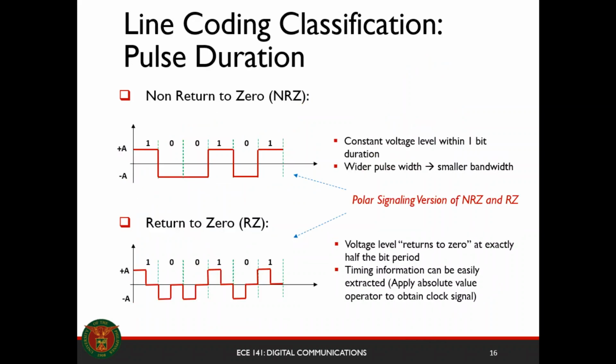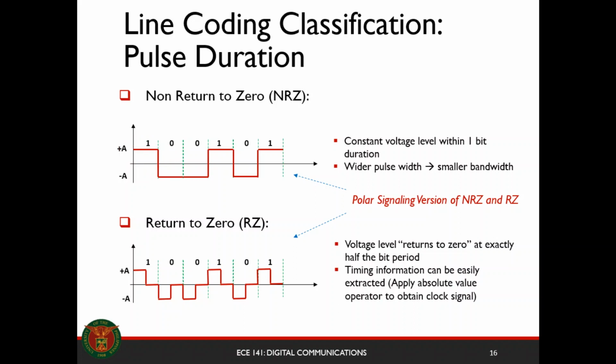So the next two would basically define how the pulse behaves. Alright? So a non-return-to-zero pulse, basically, you have a constant voltage level within 1 bit duration. So it has a wider pulse width, which means it has a smaller bandwidth. So you see here. So basically, your signal does not return to 0 over the duration of your bit period.